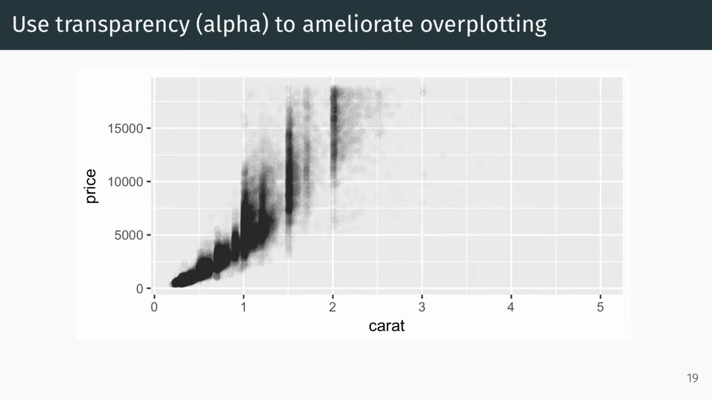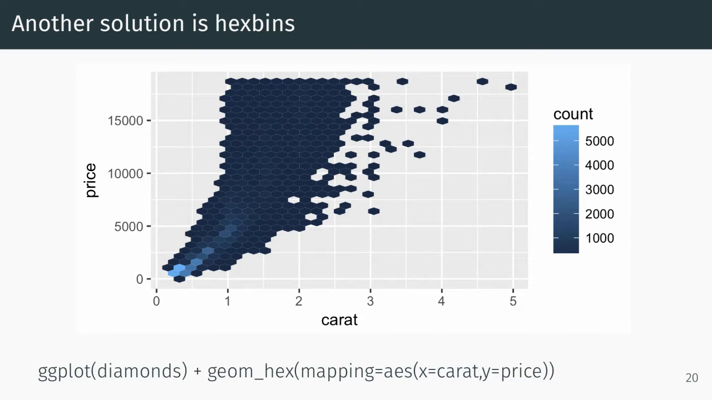Now another approach that we can use to deal with the problem of overplotting is hex bins, and we'll be using these on another day also. So this just uses a hexagon to show each bin.